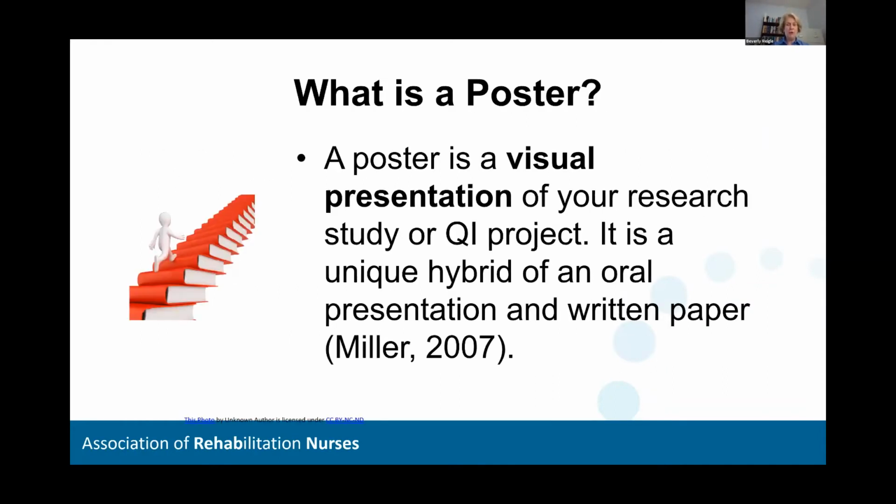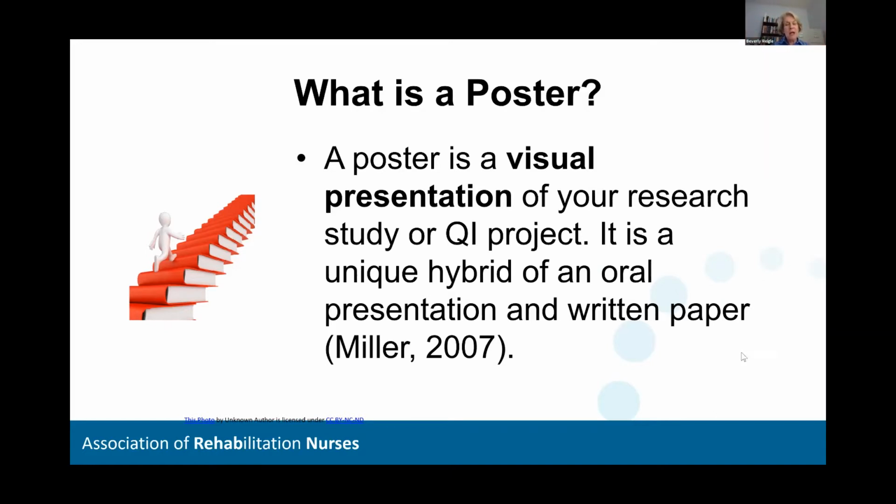So what is a poster? I'm sure you're thinking, well, for heaven's sakes, I think I know what that is. But let's talk a little bit about that. A poster is a visual presentation of your research study or QI project. So when you really think about that, think about the amount of time you invested, and your team perhaps, in actually conducting a research study or a QI project. It's a lot of time. And you are trying to take all of that information, the results, etc., and put that into a visual depiction. One large piece of paper, so to speak.